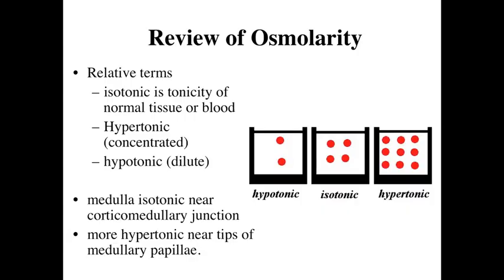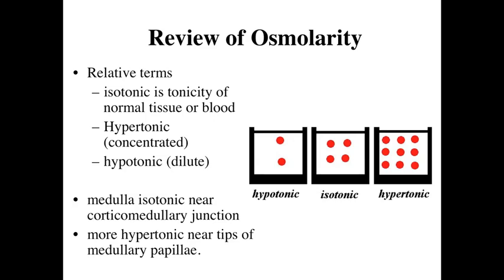Now, before we go on, I want to review osmolarity because we're going to be talking about the functions associated with the concentration of materials. With osmolarity, we're going to be talking about isotonic, hypertonic, and hypotonic. And again, this is going to be a relationship to one another. Isotonic is in essence going to be the same concentration or same tonicity as the normal tissues or the normal blood. So on this diagram, isotonic is basically what's going on within the bloodstream.